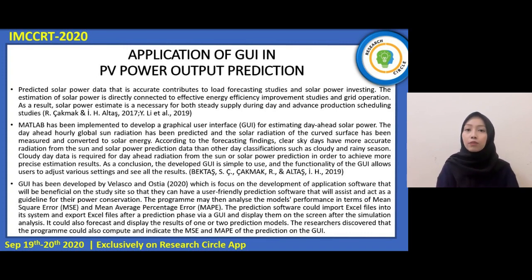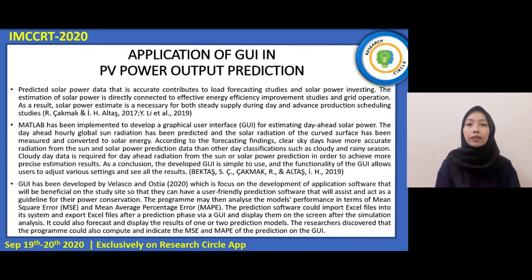Cloudy day data is required for day-ahead radiation from the sun or solar power prediction in order to achieve more precise estimation results. As a conclusion, the developed GUI is simple to use, and its functionality allows users to adjust various settings and see all the results. In 2020, a GUI was also developed by Velasco and Ostia, which is focused on the development of application software that will be beneficial on the study side so that they can have user-friendly prediction software that will assist and act as a guideline for their power conservation.